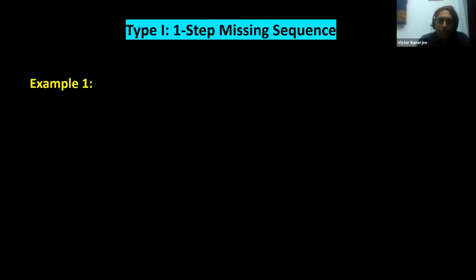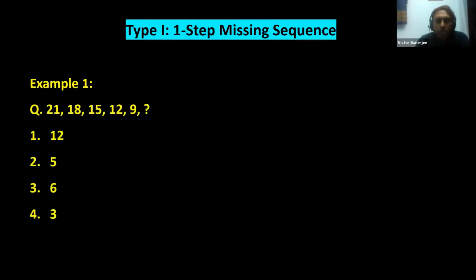Now see step 1, step 1 missing sequence. What is step 1? That means in one step only we'll get the pattern. For example, this one, 21, 18, 15, 12, 9. We have to find the question mark. So let us figure out the sequence. What is the sequence? 21, 18, 15, 12, 9.